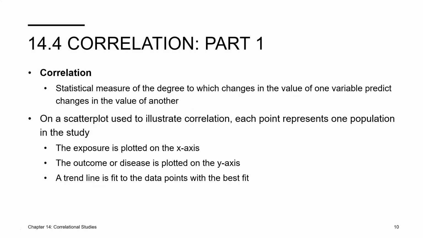Section 14.4 goes over some concepts related to correlation. A correlation is a statistical measure of the degree to which changes in the value of one variable predict changes in another value. If you look at them on a scatter plot, each point represents one population in a study. The exposure is plotted on the x-axis, the outcome on the y-axis, and a trend line is fit to the data points to examine the best fit.